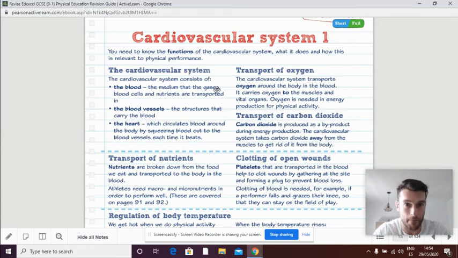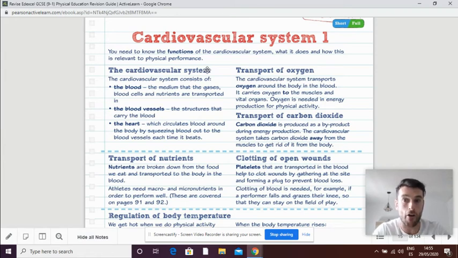So the cardiovascular system consists of the blood vessels and the heart. These are the three main areas that we look at. Now, the transport of oxygen. The cardiovascular system transports oxygen around the body in the blood. It carries oxygen to the muscles and vital organs. Oxygen is needed in energy production for physical activity.